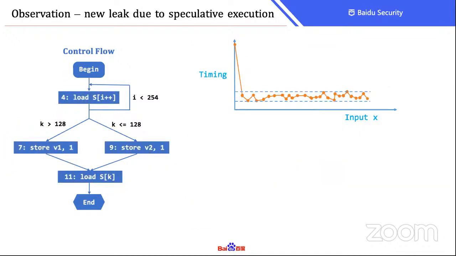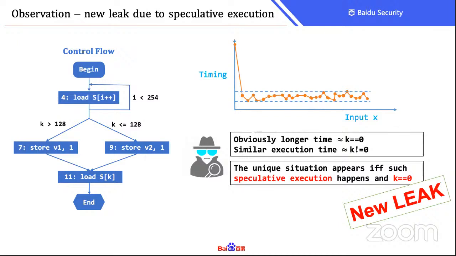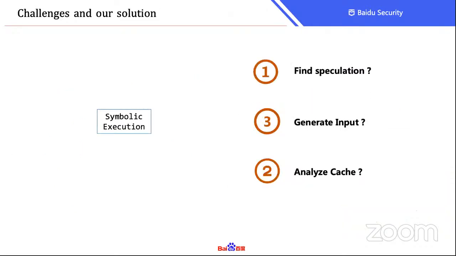Again, we can measure the timing and draw a new figure. We can conclude that if the execution consumes obviously longer time, then k must be 0, because this unique situation only appears if the analyzed speculation happens and k equals 0. So there's a new leak due to speculative execution. From this example, we found that there are 3 challenges to identify such a leak: the harmful speculative flow, the cache state, and the specific input value.